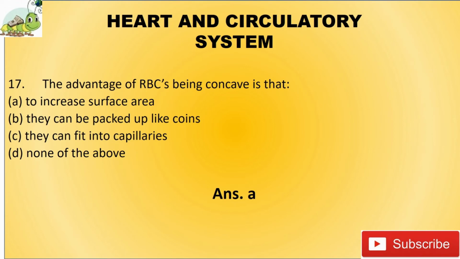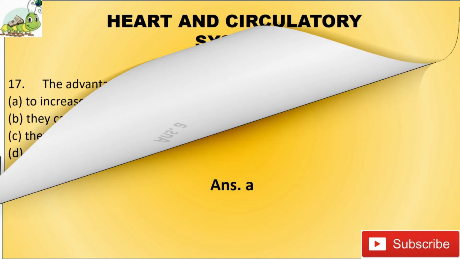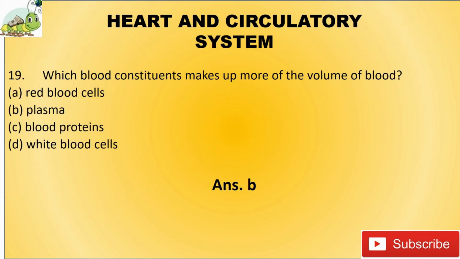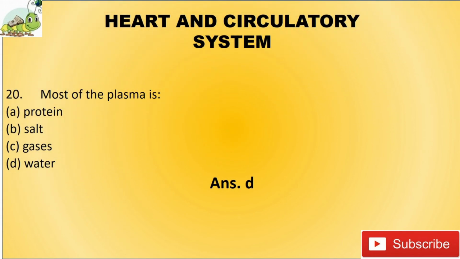Question number 17. Answer is A. To increase surface area. The advantage of RBCs being concave, to increase surface area. Question number 18. Answer is A. A mature mammalian erythrocyte is unusual in that it has no nucleus. Question number 19. Answer is B. Which blood constituents make up more of the volume of blood, that is the plasma? Question number 20. Answer is D. The most of the plasma is water, not protein.